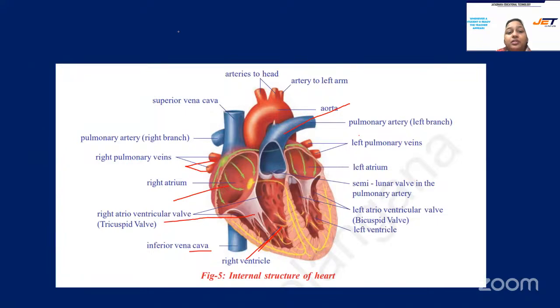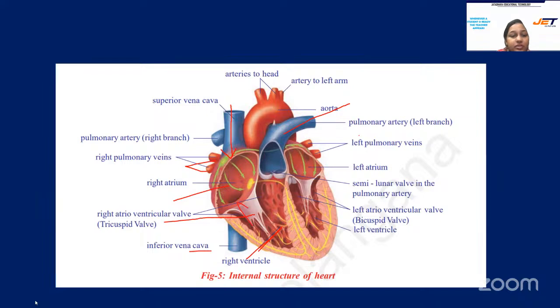Now focus, students. What happens? The impure blood is collected by the vena cava. And when the blood enters the vena cava, it falls into the right auricle. Now when the blood gets collected in the right auricle, what happens? There is a valve known as the tricuspid valve. Due to the pressure, it gets open.